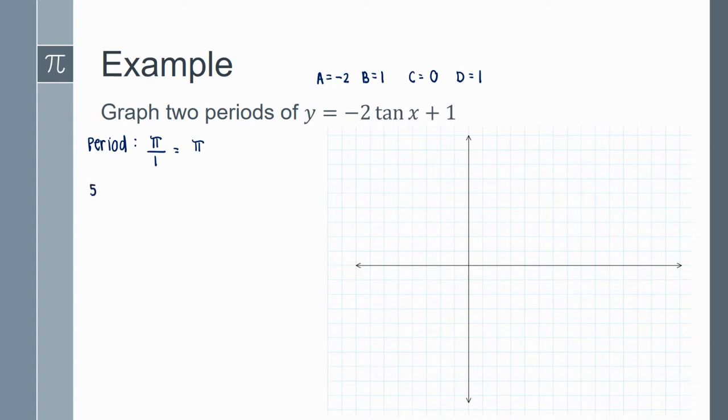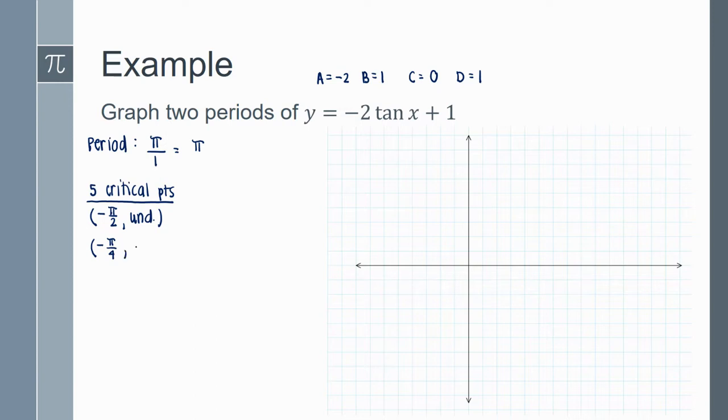Let's go ahead and do our 5 critical points. Because there is no c value, that means there is no phase shift, and then we can easily focus on the value for d for the vertical shift after we find our 5 critical points. So if you remember, our 5 critical points start at -1/2 of the period. So -1/2 times pi is -pi/2, and that's where we're undefined. Then I want to take -1/4 of the period. So -1/4 times pi is -pi/4.